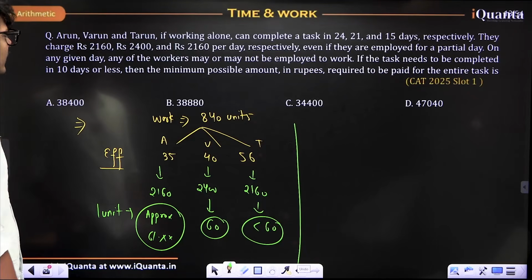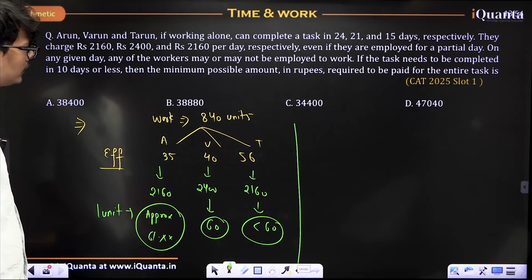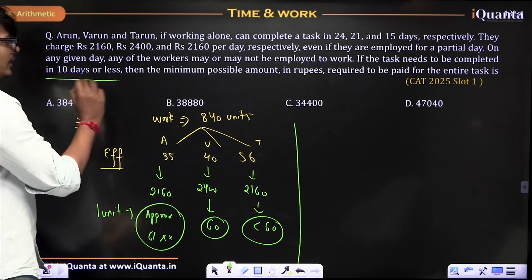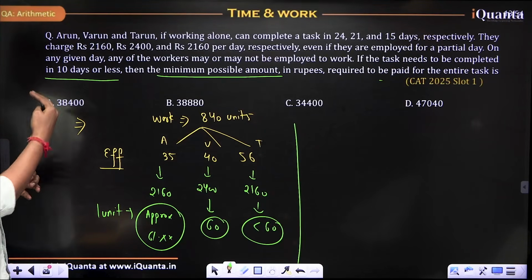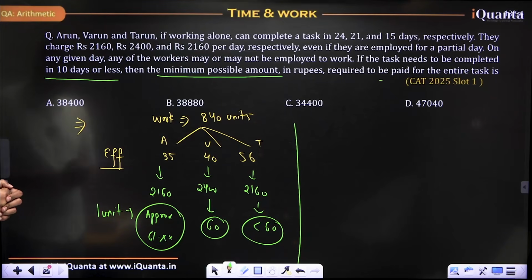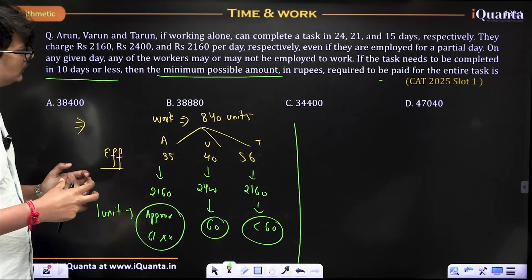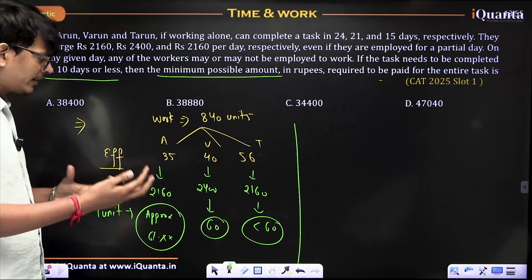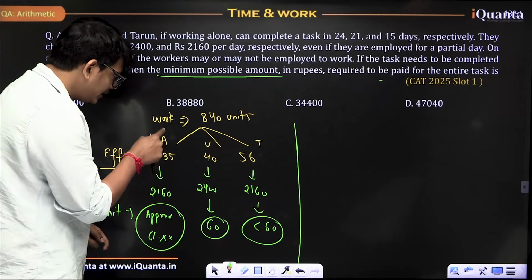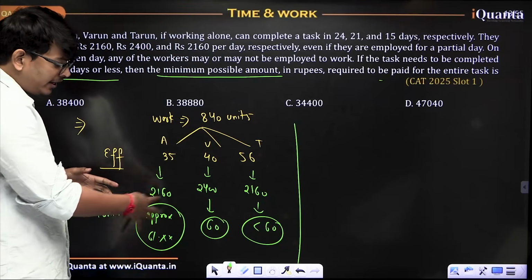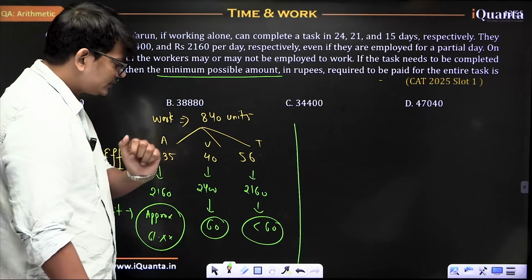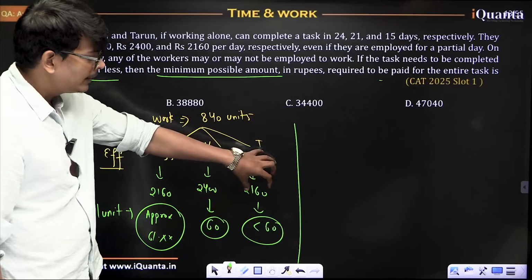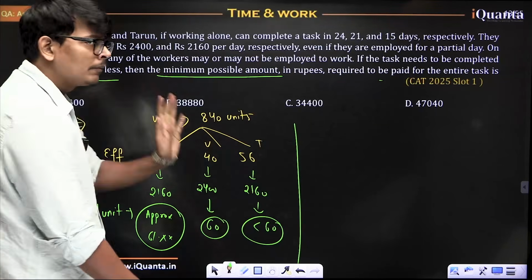Okay. On any given day, any of the workers may or may not be employed to work. If the task needs to be completed in 10 days or less, then the minimum possible amount required. So we have to minimize the amount and we need to make sure that work is completed in 10 or less than 10 days. So obviously I will choose that person whose 1 unit is more effective to me, because if I'm asking him to work, his 1 unit cost is greater than 60, right? About Varun, cost is 60 per unit and this one is less than 60. So obviously I will ask him to work for me for the 10 days because maximum 10 days is allowed.